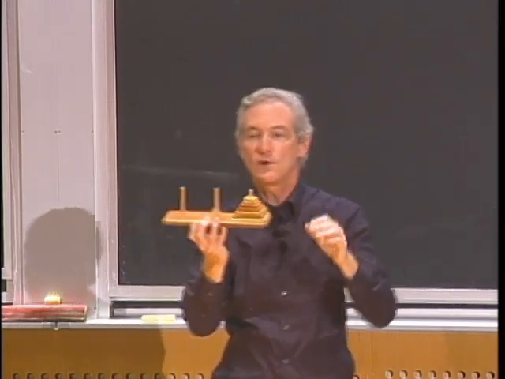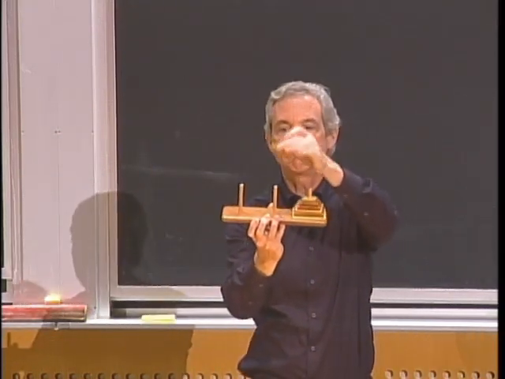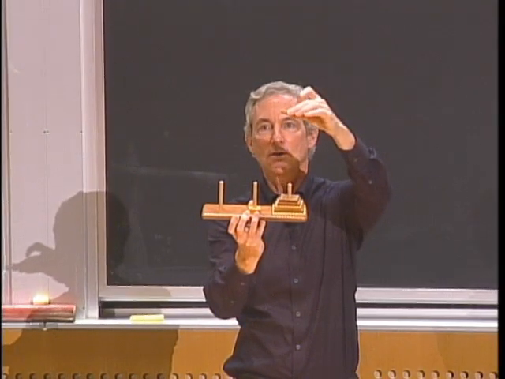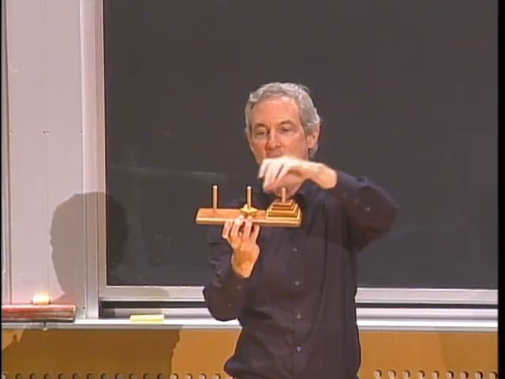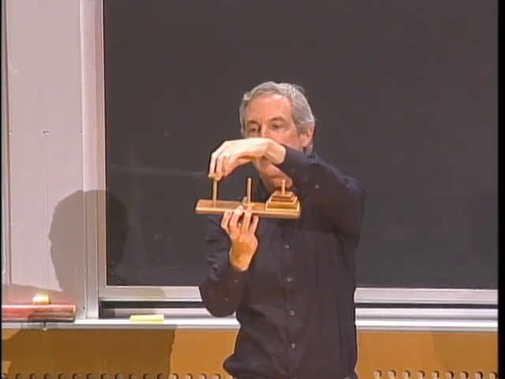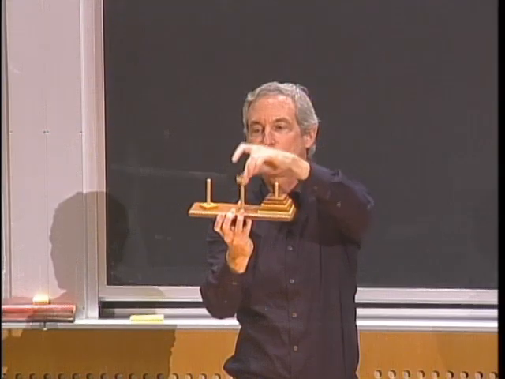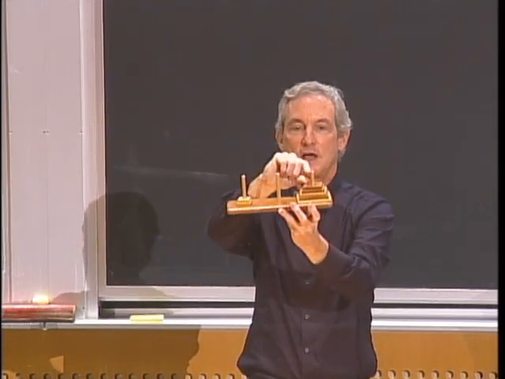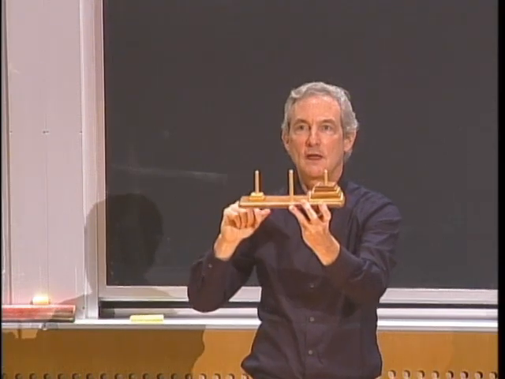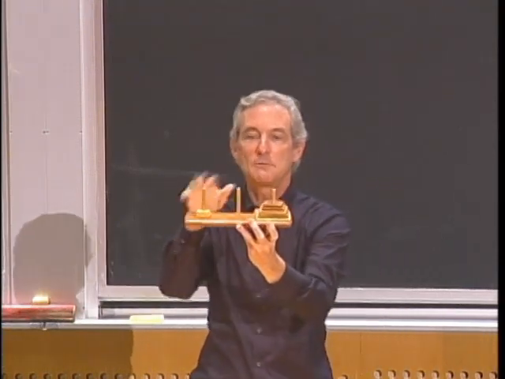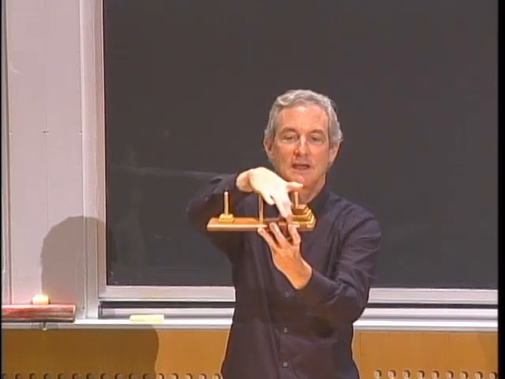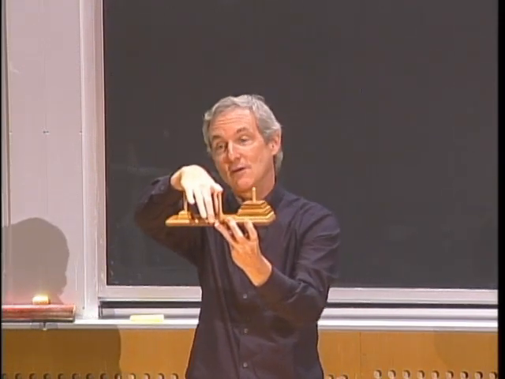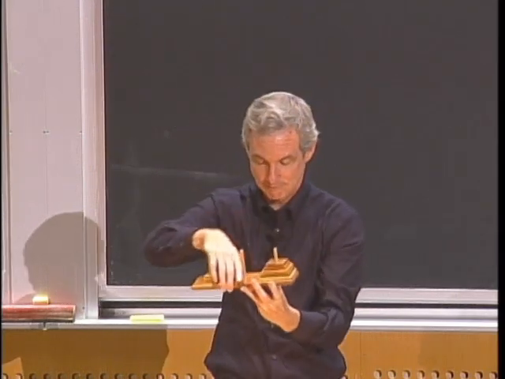Now, the rules are you can only move one disk at a time, and you can never put a big disk over a little disk. So that you can't do. So that would have to go there. Then you could do this. And now I've gotten the top 2 moved over to here. And the goal is to take the minimum number of moves to get the whole stack moved over to here, and to even figure out if that's doable.